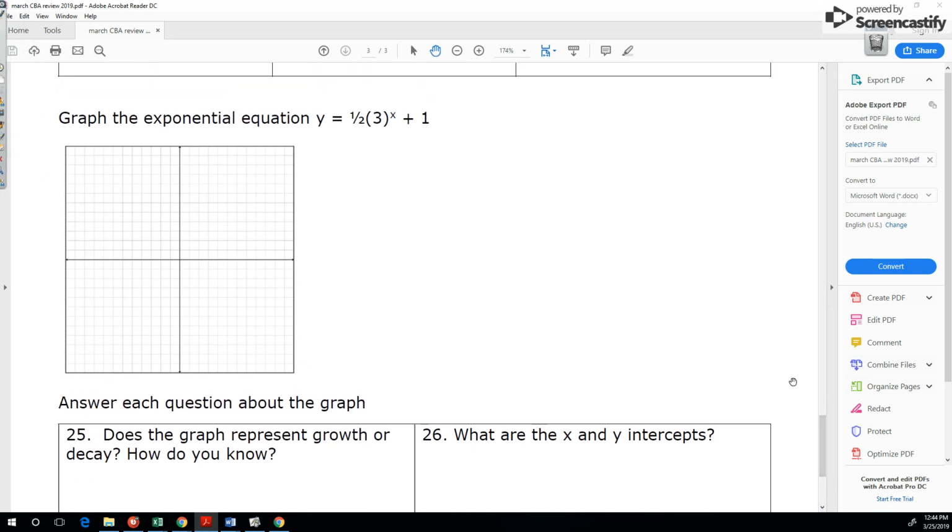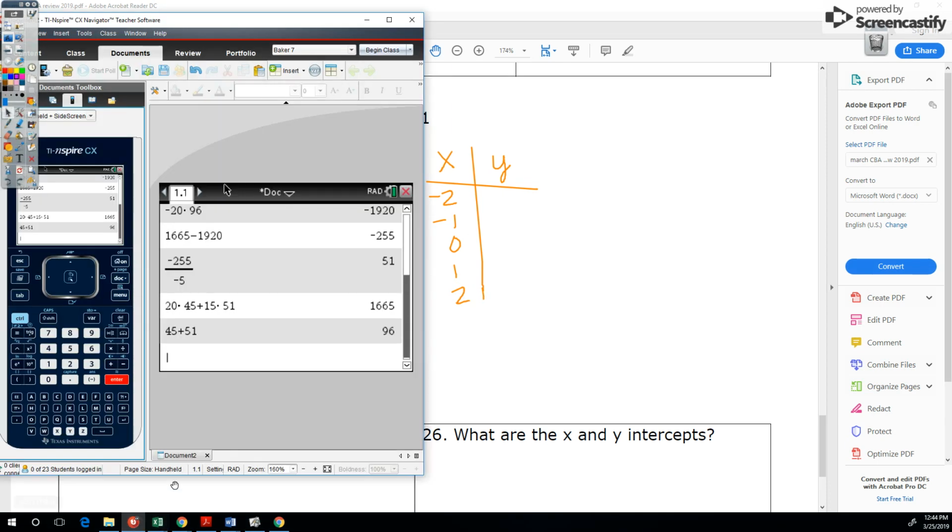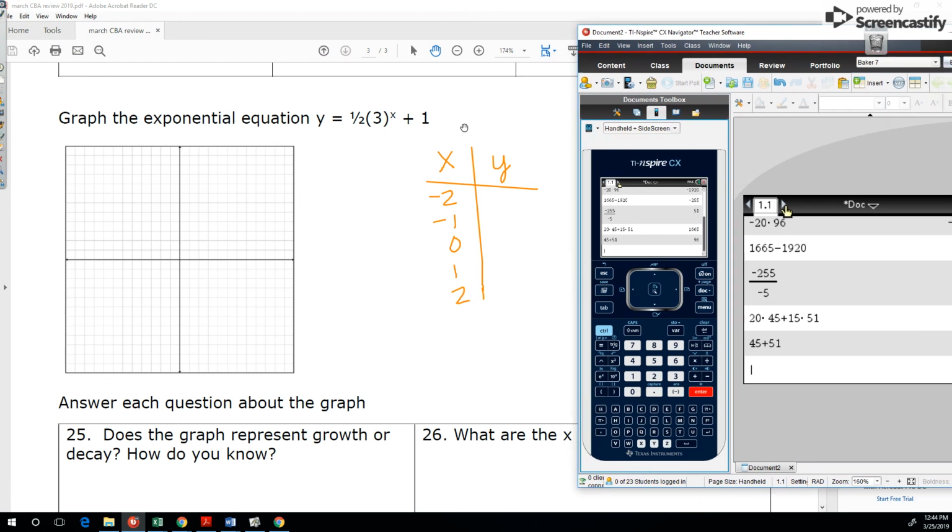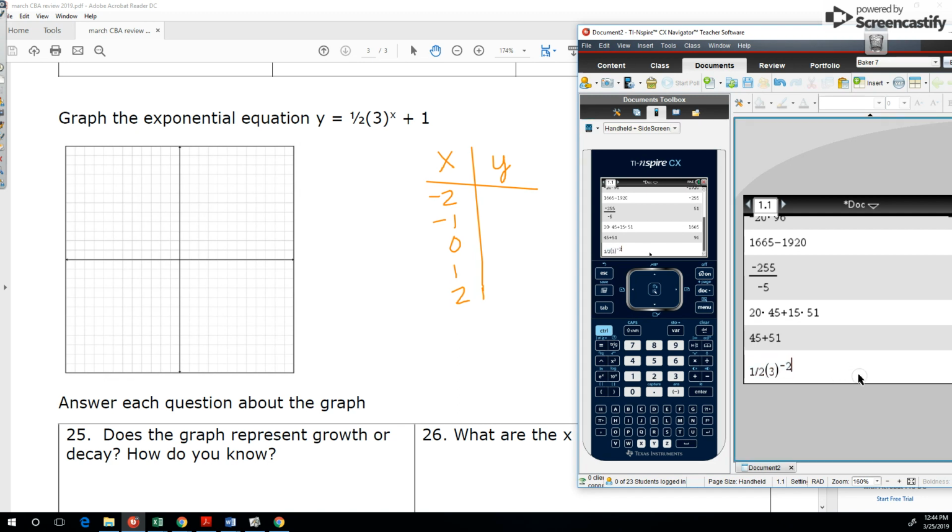Okay, graph the exponential equation and answer the questions. Okay, so I am going to make a table. I'm going to plug in negative 2, negative 1, 0, 1, and 2. Just like to have some negatives, some positives, and definitely 0. Okay, so I have 1 half in parentheses 3, and my power is x. So I'm going to put my negative 2, and I don't want to be in the power anymore, and I have plus 1. So I'm basically just taking this equation, and instead of x, I'm putting negative 2.